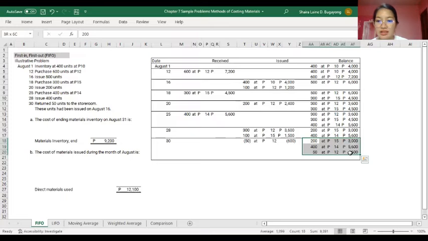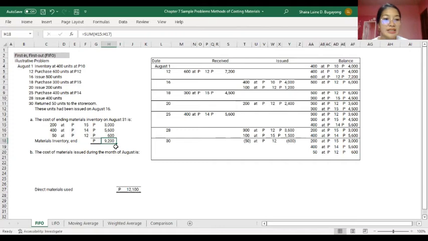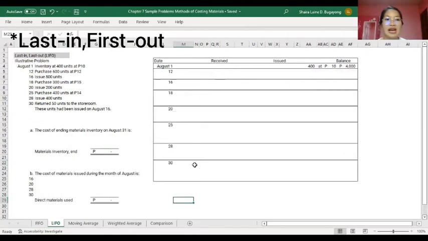So sige ako lang i-copy diri. Okay, sum ana is 92. So if we are also to compute for the cost of materials issued during the month of August, so kanilang sila. That is 12,1. So okay, so this is for first in, first out. Okay, next. Let's try last in, tapos last out.